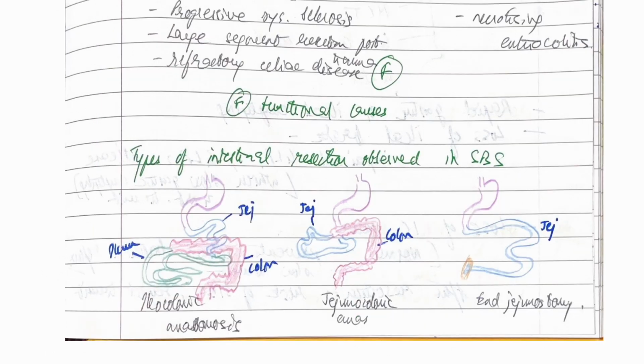Types of intestinal resection observed in short bowel syndrome are ileocolonic anastomosis, in which the remaining part of the ileum is anastomosed to the colon. Then we have the jejunal-colonic anastomosis, in which the ileum is not there, the jejunum is anastomosed to the colon. And then we have the end jejunostomy, in which the jejunum itself is exposed to the exterior.